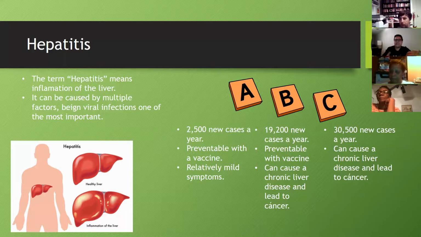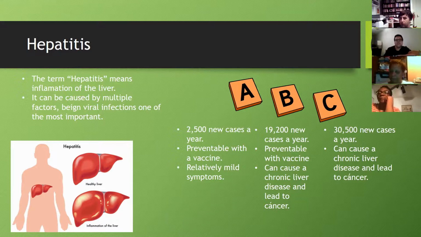Hep B, on the other hand, is a lot more common, about 19,000 new cases each year. But it is very important to know that it's also preventable because we also have a vaccine for Hep B. And it's important because, different from Hep A, which causes very mild symptoms and people usually recover very well, in the case of Hep B, there's a percentage of patients that will develop chronic liver disease, which might lead to cancer.